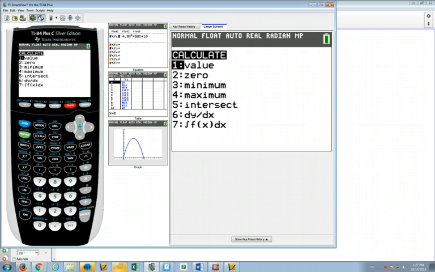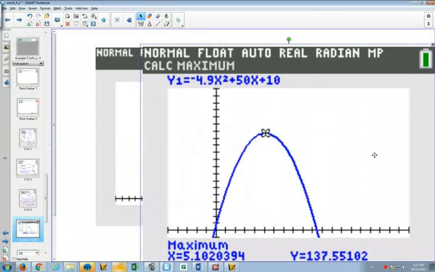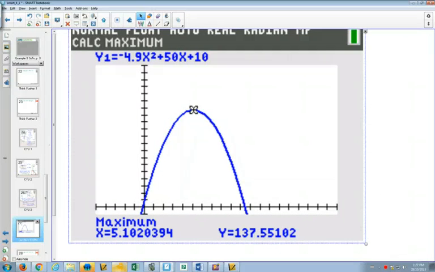Now that we found our maximum, what was it? I'll find it again quick. Our maximum, 137.55. Just drag that onto your notes.